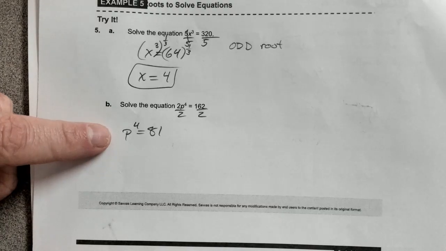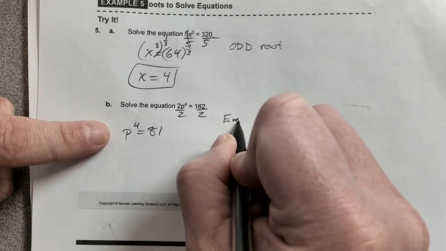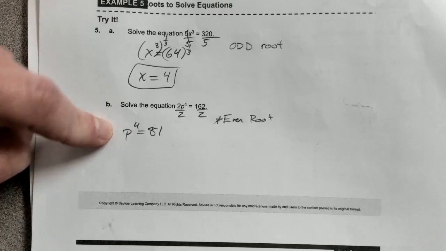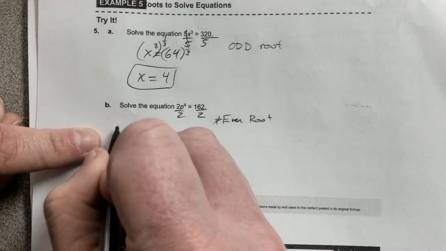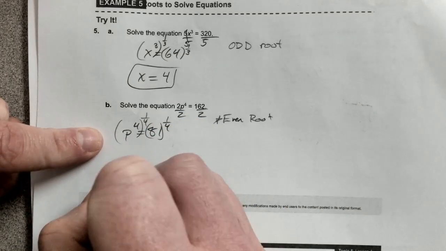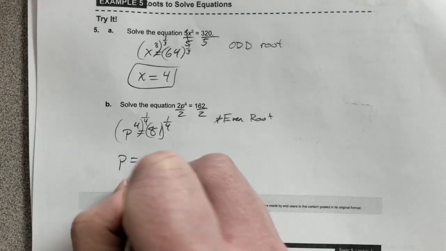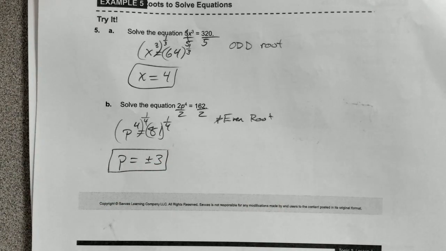Oh, that's friendly. All right, Luna, is this an even root or an odd root problem? It's 4, even. Yeah, thank you. So we have an even root here. So pay attention. What happens when we have even roots? What do we raise both sides to the power of? 1/4. All right, so 1/4 here, 1/4 there. So p equals? Plus or minus 3. Good job, Amaya. Proud of you.